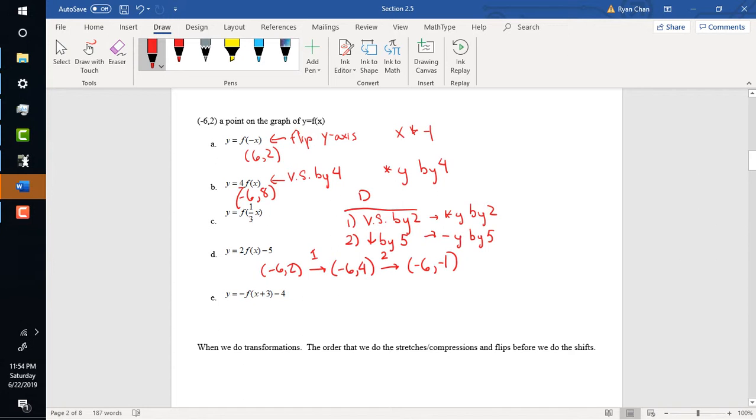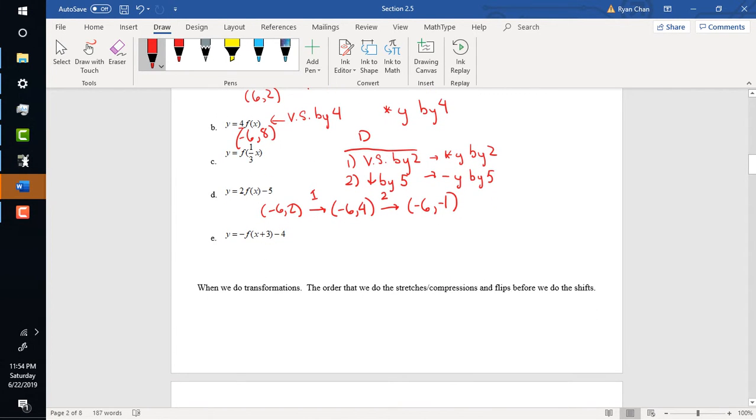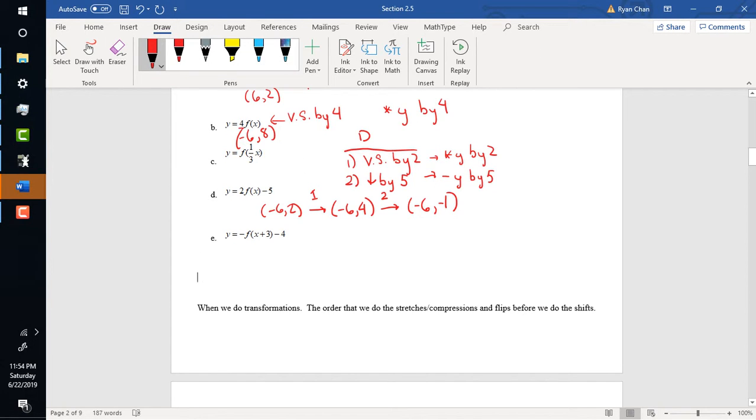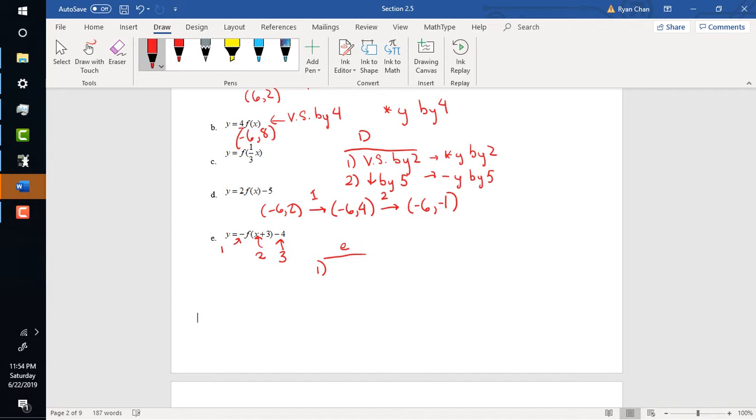Let me show you one last type of transformation, which is part E. So we generally do our flips and stretches first, right? Because it's multiplication before our shifts. So if I look at part E, the way I want to do this is, this will be number 1, this one will be number 2, and then this one will be number 3.